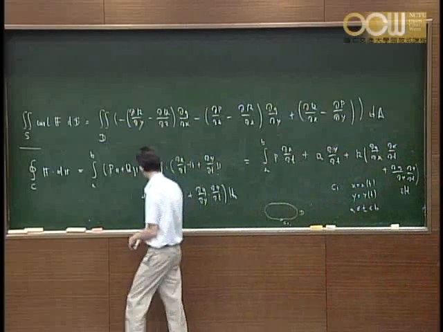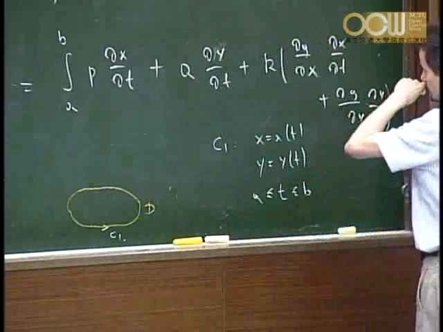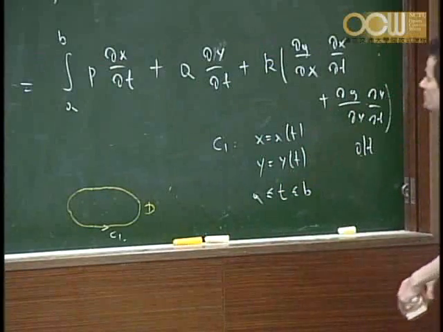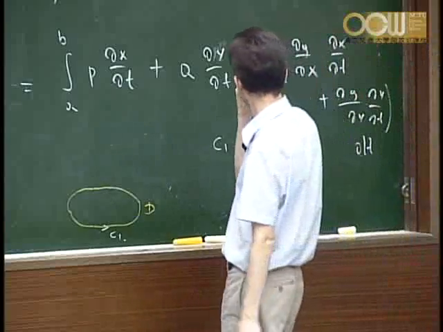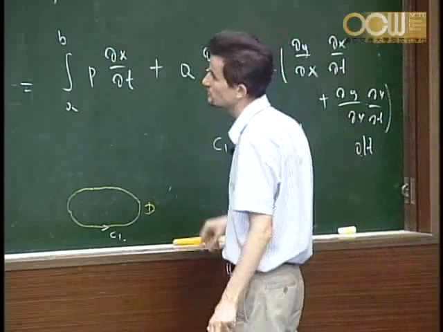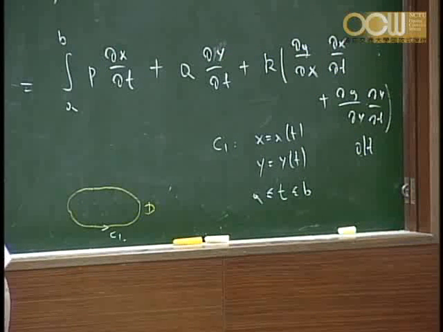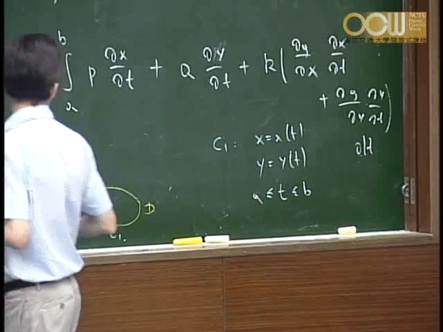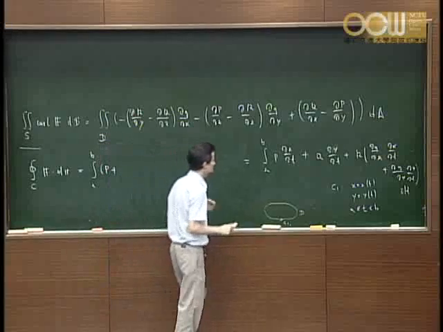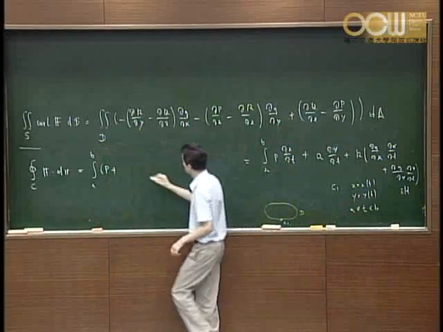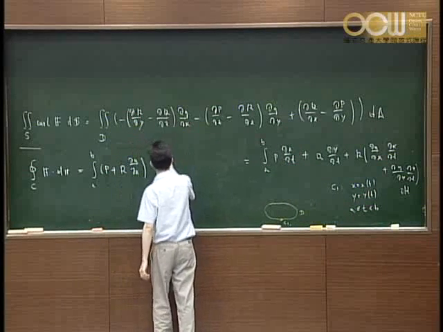Now, what I want to do is order this. I want to group things which have the derivative of x with respect to t together, and I want to group things which have the derivative of y with respect to t together. So you see that this is equal to p plus, and here I have r times the partial derivative of g with respect to x, and then I have the derivative of x.